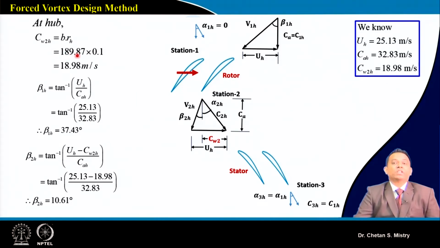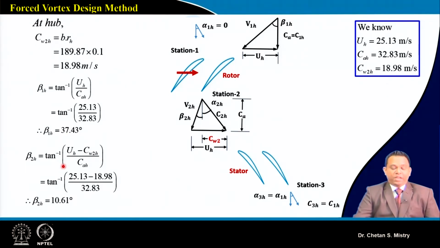That number we know is 189.87, and the hub radius is 0.1. So that gives 18.98 meters per second. We can calculate our beta 1, since tan beta is given by U divided by my CA value. So beta 1 is coming to 37.43.